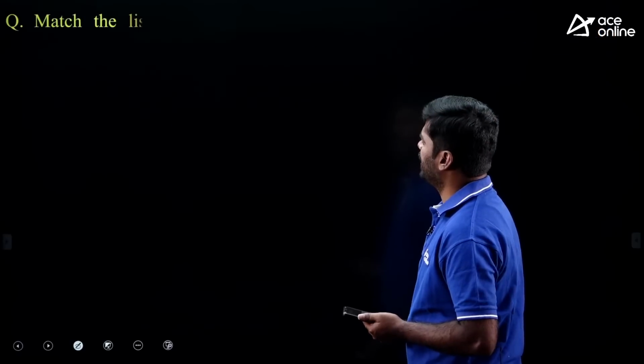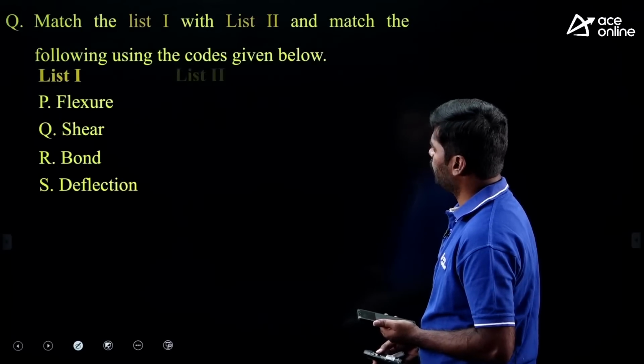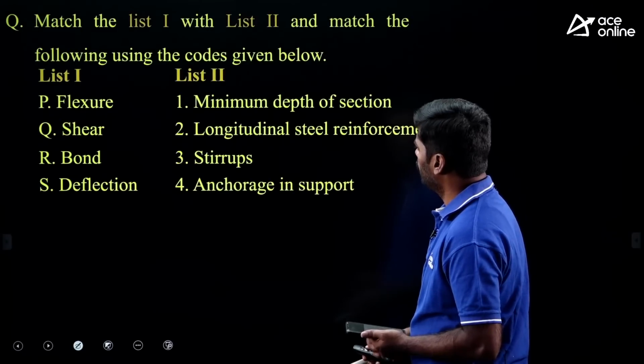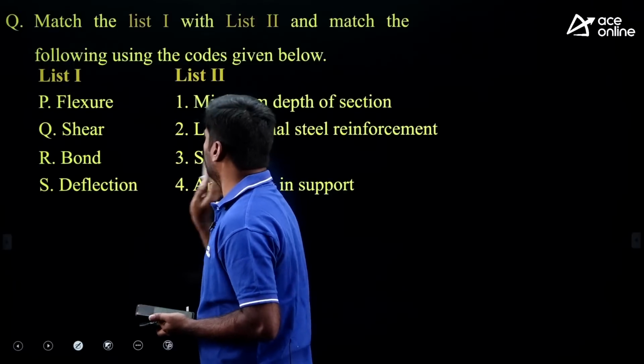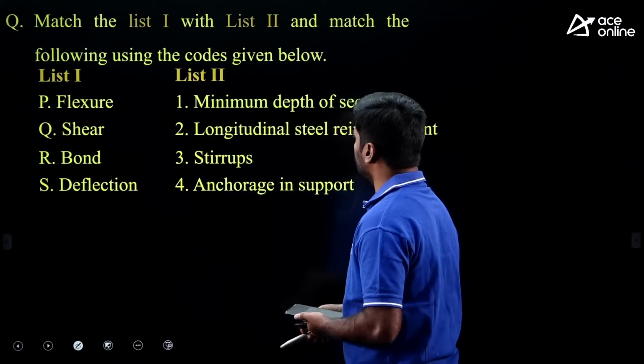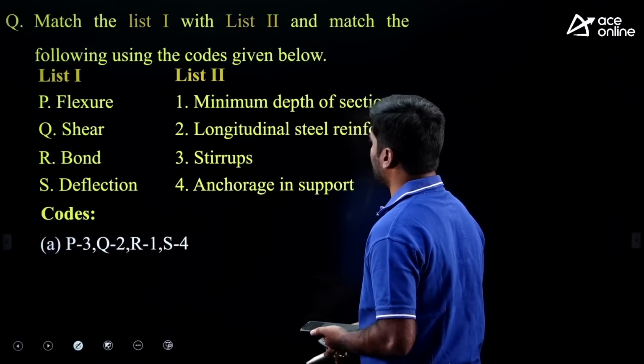The next question, match the list 1 with list 2 once again. Match the following type. Under list 1 given flexure, shear, bond, deflection. Under list 2 given minimum depth of section, longitudinal steel, stirrups and anchorage.